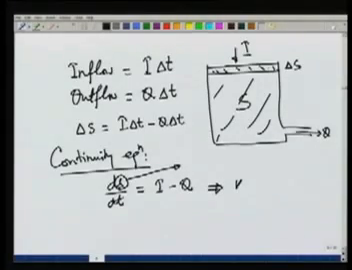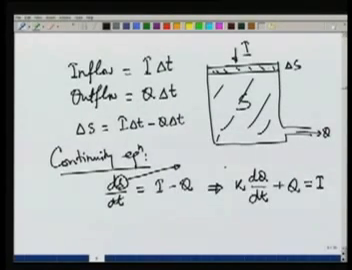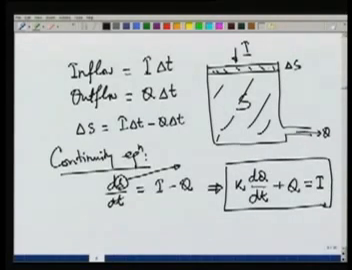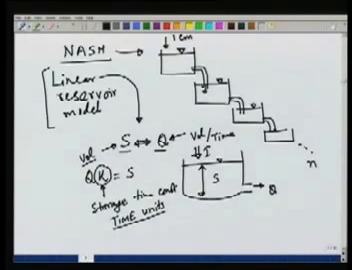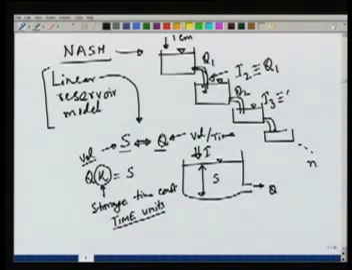And this differential equation can be solved; this is a linear first order equation. Therefore, it can be easily solved to get the value of Q in terms of I. Once we get the outflow from one reservoir, that outflow, let's call it Q1, becomes the inflow for the second reservoir. So I2 is equivalent to Q1. Similarly, for other cases, once we get Q2, it will become the inflow for the third reservoir. So I3 will be equivalent to Q2, and so on.